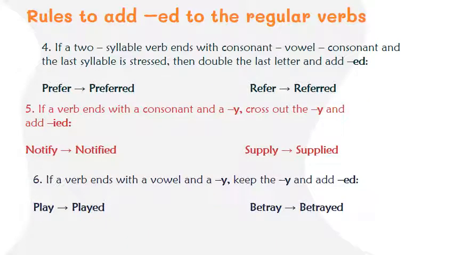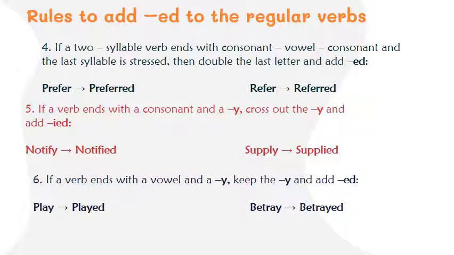Number 4, if a two-syllable verb ends with a consonant, vowel, consonant. Sometimes you might find the verb long and it's made of more than one syllable. But at the end, I'm stressing on the last consonant letter. Then I have to double the consonant here. Like prefer, preferred. R. I'm stressing on the R. Refer, referred.